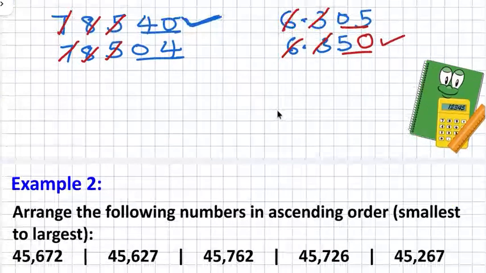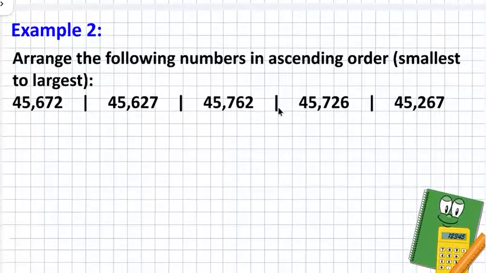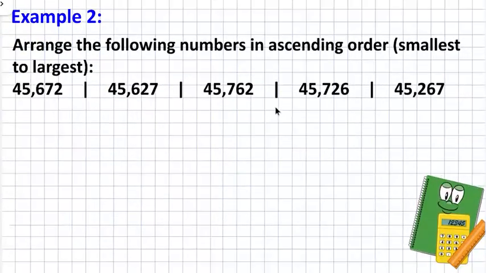All right, so the next thing we're going to look at is how to order numbers. Example 2 says we should arrange the following numbers in ascending order. So remember, ascending means from small to big, that is from smallest to largest.